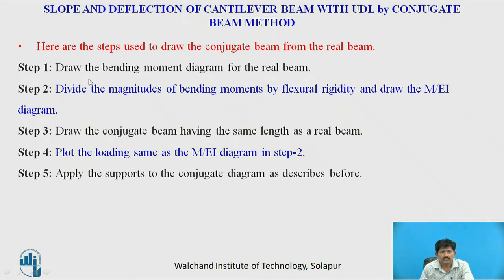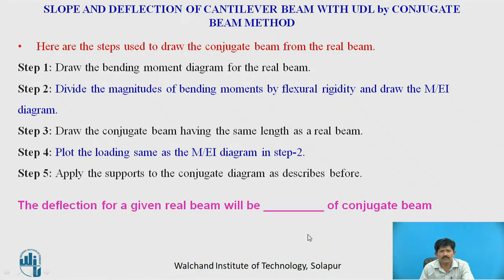Now, here are the steps to draw the conjugate beam from the real beam. First, draw the bending moment diagram for the real beam, then divide the magnitudes of the bending moment by the flexural rigidity, that is EI, and draw the M upon EI diagram. Draw the conjugate beam having the same length as that of the real beam and plot the loading M upon EI diagram, then apply the supports as described in the previous slide.